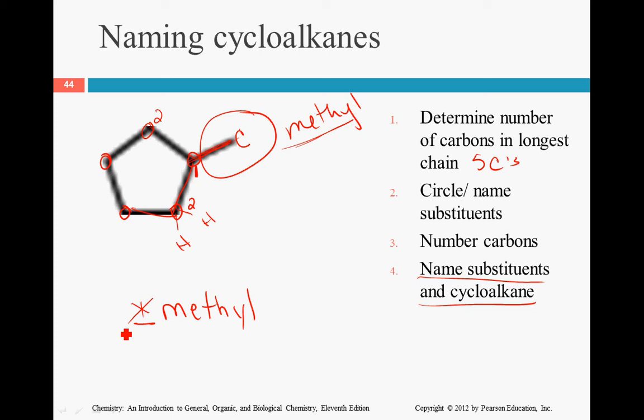The cycloalkane, what it's referring to is, we know we have 5 carbons in a row. So ordinarily that would be pentane. Well, because they're all interconnected, it's cyclopentane. We got the other. There you go.